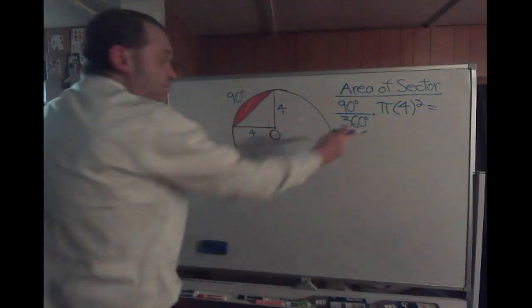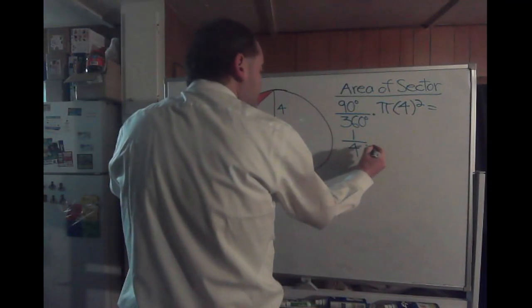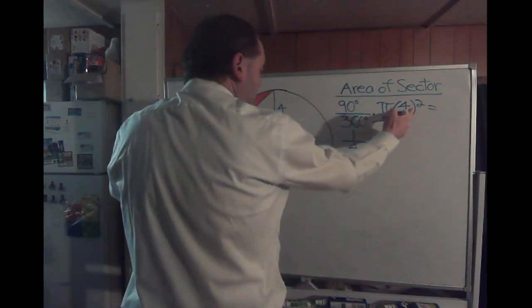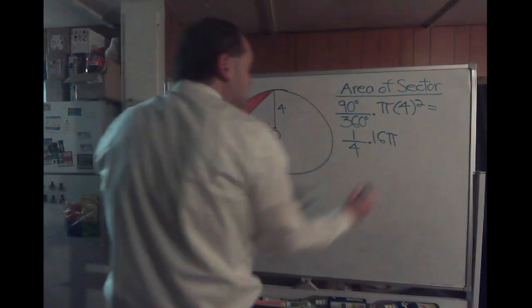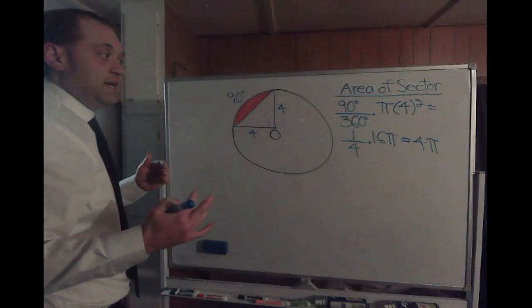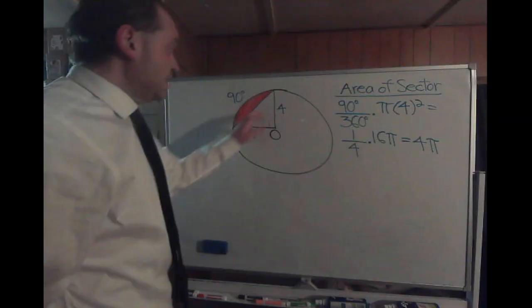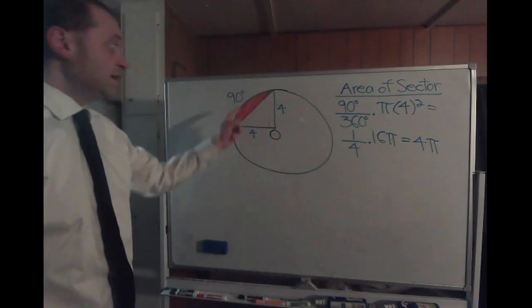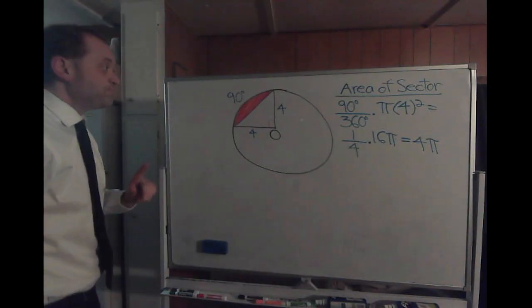Well, what's 90 out of 360? That's 1/4. And then times 4 squared times pi, that'd be times 16 pi. So the area of the whole sector is 4 pi. Good news is we're going to leave everything in terms of pi and radicals again today. We're not going to do any decimals, so don't worry there. So we got one critical piece here. The area of this whole sector would be 4 pi.